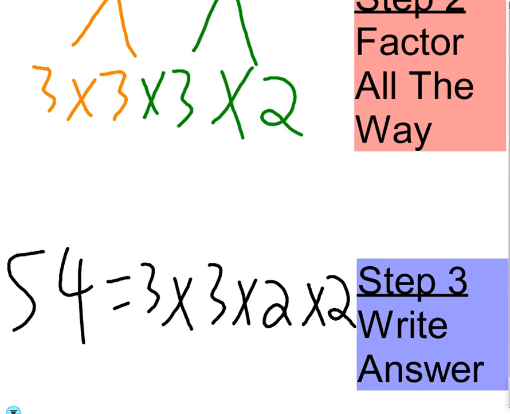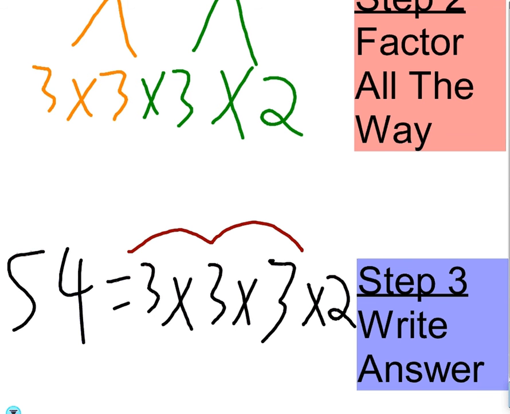In case you didn't notice, yes, you can have multiple factors the same. In other words, here we have 3 3s, and that's okay. You could have 4 3s, right? 3 times 3 times 3 times 3 is 81. That would be the prime factorization of 81.